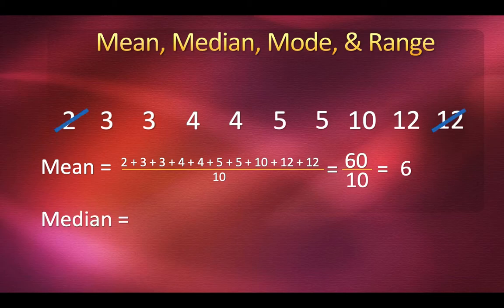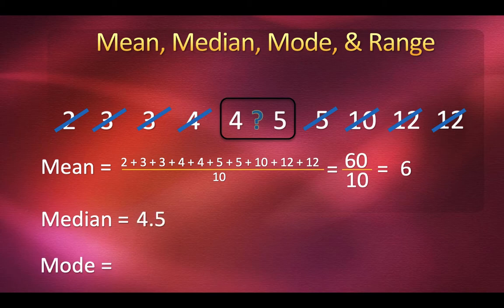Median is next. You're going to cross off your numbers from both ends until you get to the middle numbers this time. When there are 2 numbers as the median, you have a couple options. You can either think logically about what would fall halfway between 4 and 5, or you can add the 2 numbers together for a total of 9 and then divide by 2. Either way, you're going to end up with an answer of 4.5 for the median.